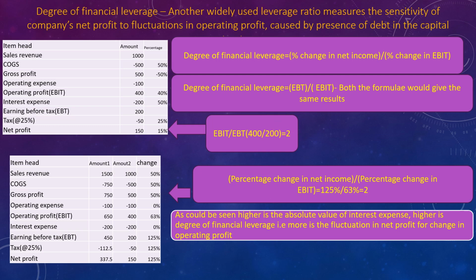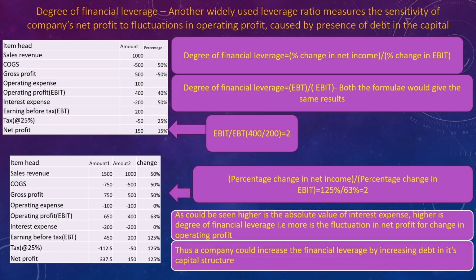As can be seen, the higher the absolute value of interest expense, the higher the degree of financial leverage. That is, the more the fluctuation in net profit for a change in the operating profit. Thus, a company could increase financial leverage by increasing debt in its capital structure.